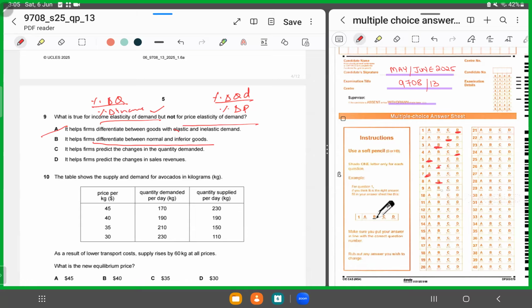It cannot be C, it cannot be D, because again, A, C, and D are all being told in both cases, in PED and in income elasticity of demand as well.